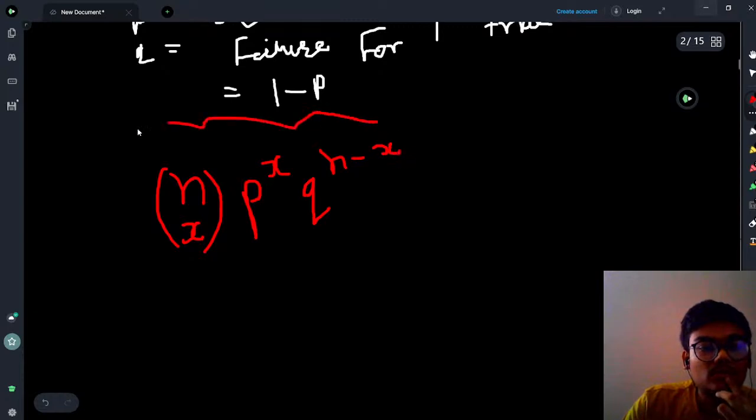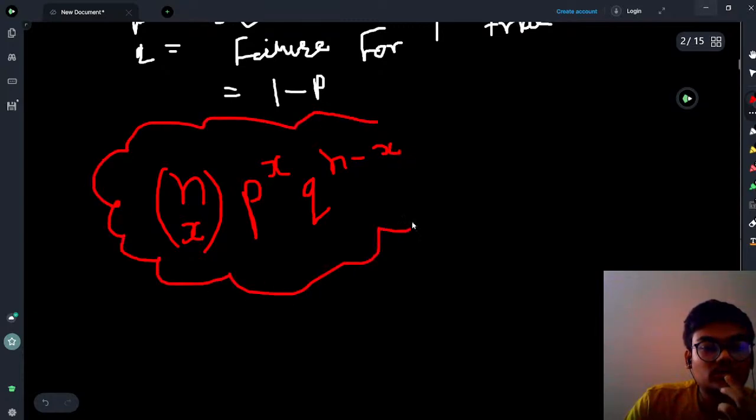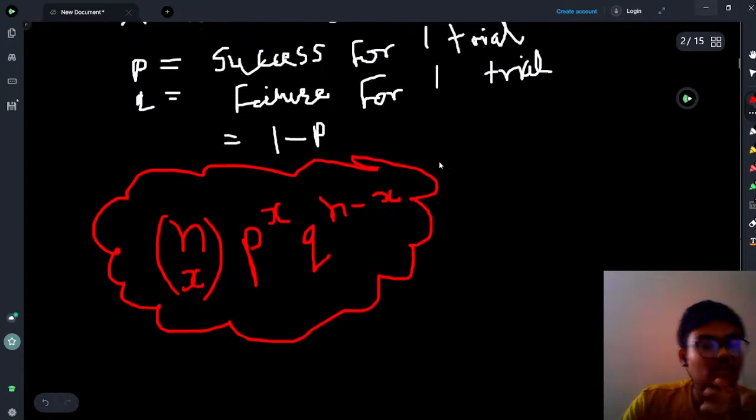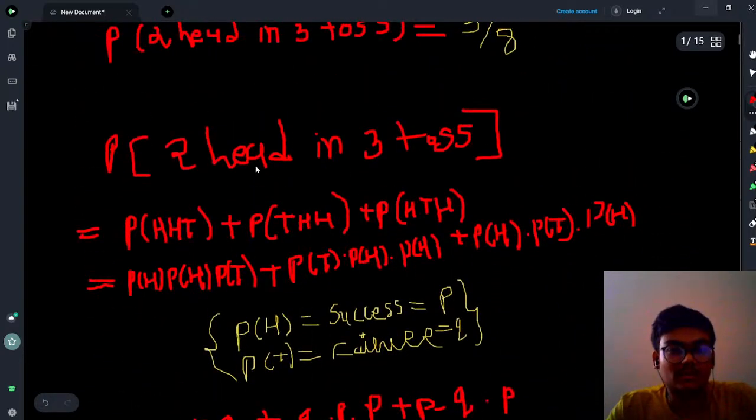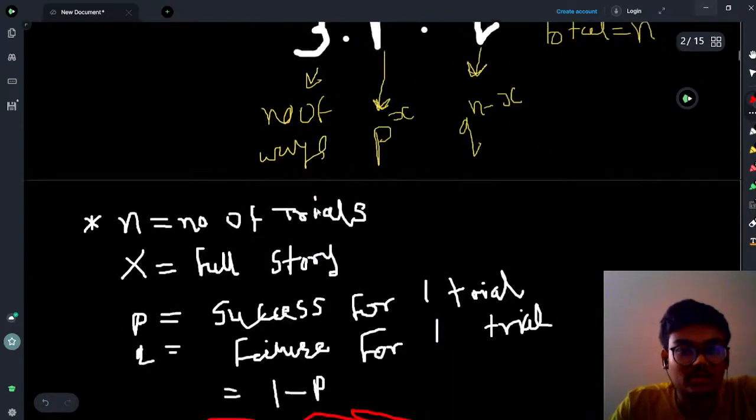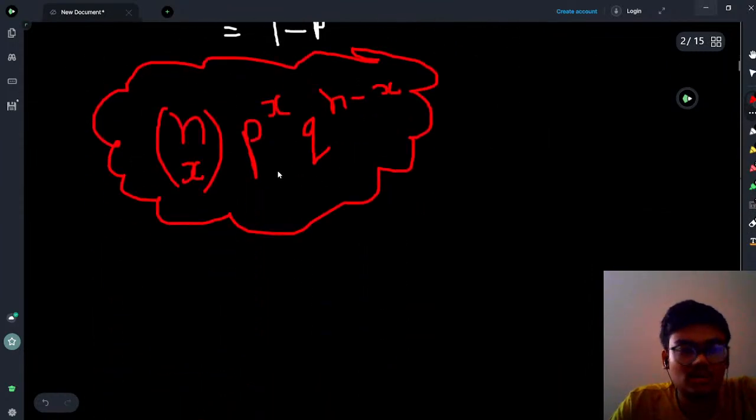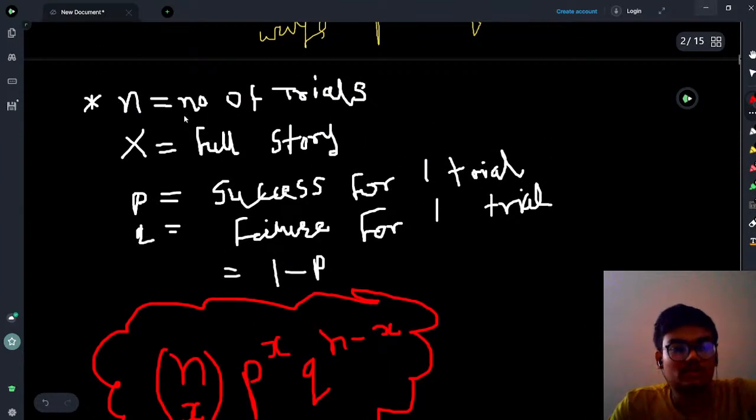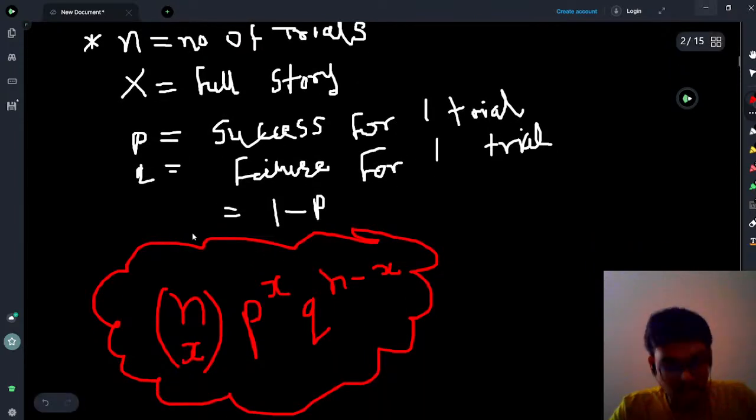So now you will get to know how this formula is coming, because we saw one example here, the two heads in three tosses, and if you want to directly solve, you can directly put the values here. These are all the variables, and we have also seen what these variables represent.